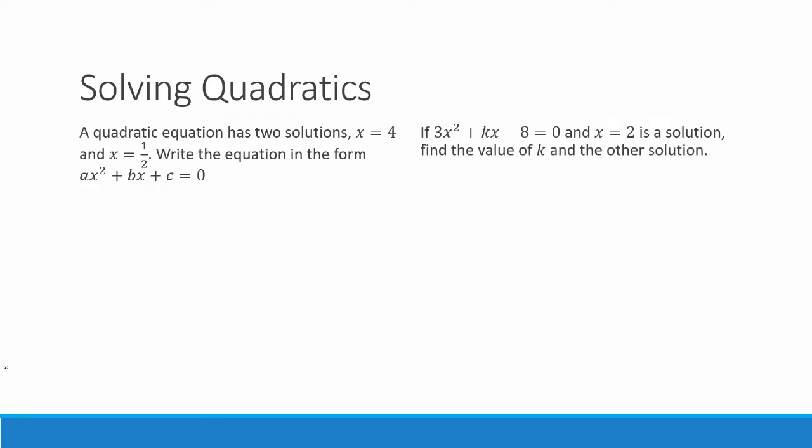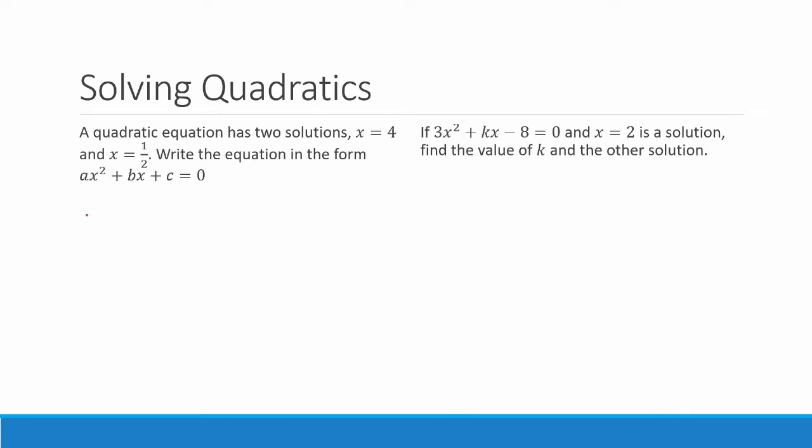Hi guys. Here's a pair of examples of solving quadratics that are slightly different to usual. In the first example on the left, we have a quadratic equation and they've given us the two solutions, x is 4 and x is 1/2. And they want us to rewrite the equation in the form ax squared plus bx plus c equals 0.